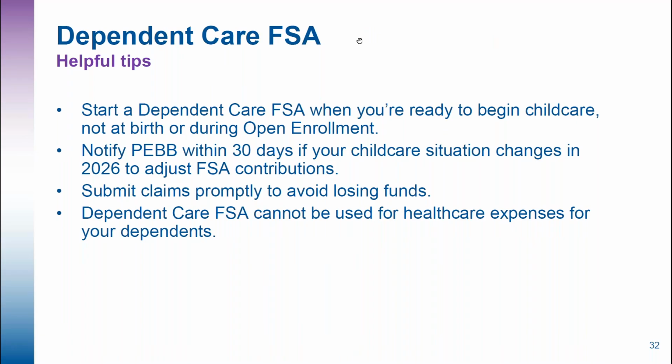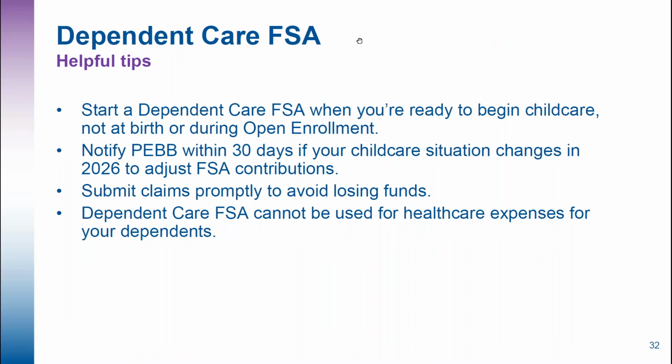We've seen a lot of people that have a baby and then one of the parents decides not to go back to work, but they've created this dependent care FSA and they can't cancel it now because there's no qualified status change. Deciding four months into having a baby to not put the baby in daycare is not a qualified status change. If your child care situation changes in 2026, you have 30 days to notify us.